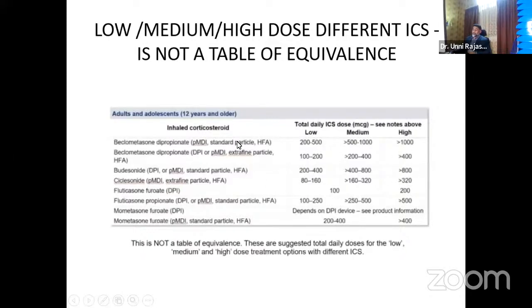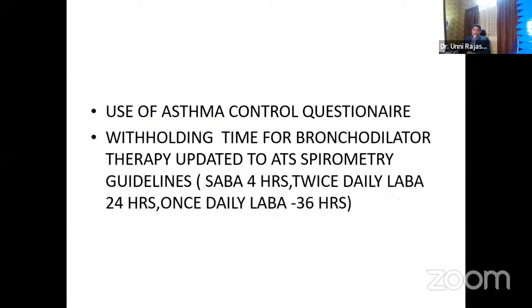But what the guideline now says is that this is not a table of equivalence. These are suggested total daily doses for low, medium, and high dose treatment options with different ICS, but you cannot equate 500 micrograms of fluticasone to 800 micrograms of budesonide. This is another important factor which has been mentioned.